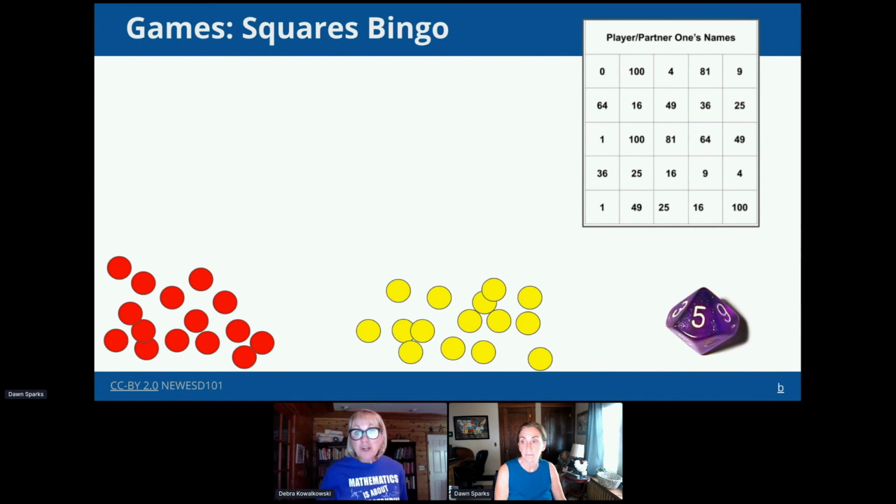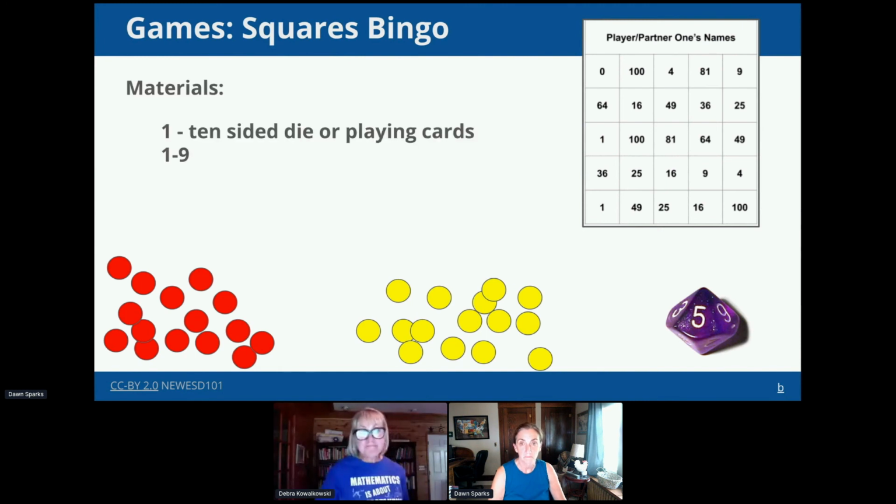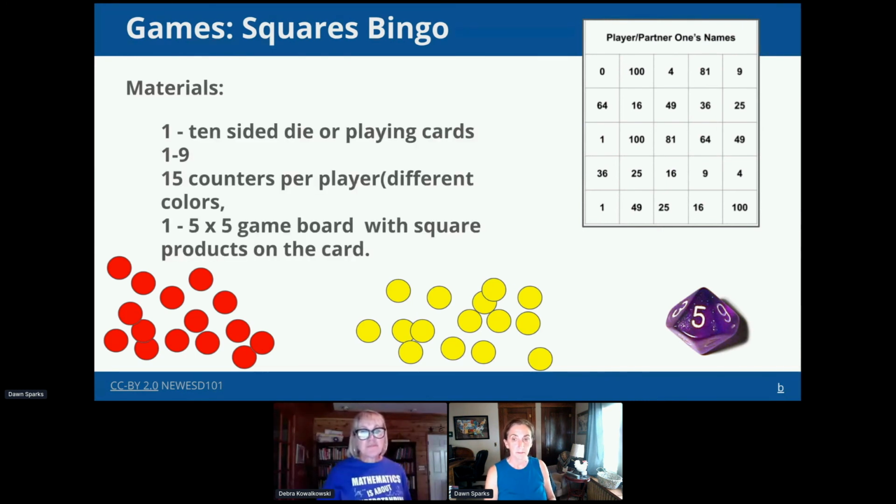Okay, so we're going to play a game called Squares Bingo. It just takes a 10-sided die or playing cards, 15 counters, and a 5x5 game board to start with. We're going to roll the number, and then in Squares Bingo, you're going to multiply it by itself. It's a square number, correct, Dawn? Correct.